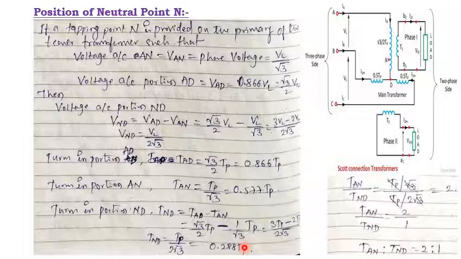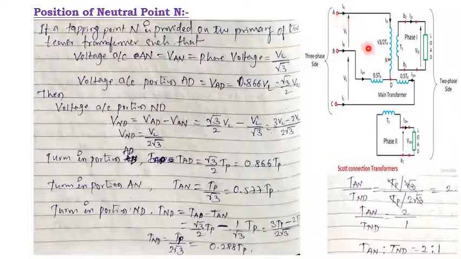Now here, we just need to take down the turns ratio. So what is the turns ratio? What am I supposed to consider? The turns ratio of TAN and TND, that is TAN to TND. So the ratio I am supposed to consider is the primary turns ratio of the teaser transformer, that is TAN divided by TND.